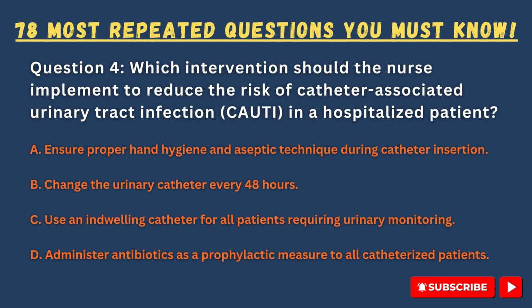Question 4. Which intervention should the nurse implement to reduce the risk of catheter-associated urinary tract infection (CAUTI) in a hospitalized patient? A. Ensure proper hand hygiene and aseptic technique during catheter insertion. B. Change the urinary catheter every 48 hours. C. Use an indwelling catheter for all patients requiring urinary monitoring. D. Administer antibiotics as a prophylactic measure to all catheterized patients.